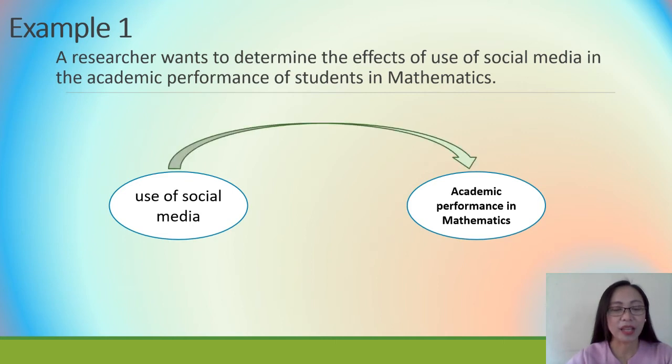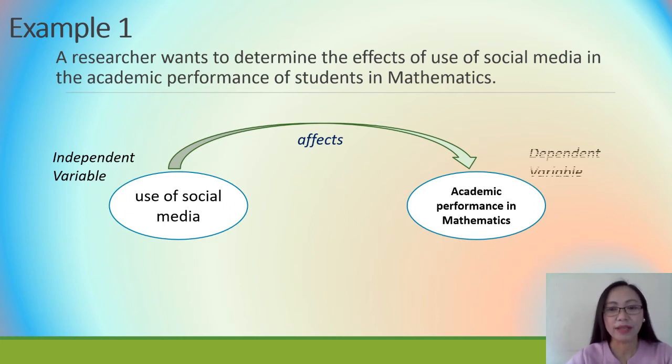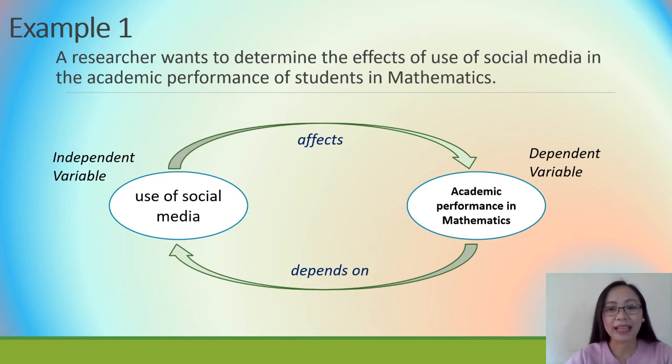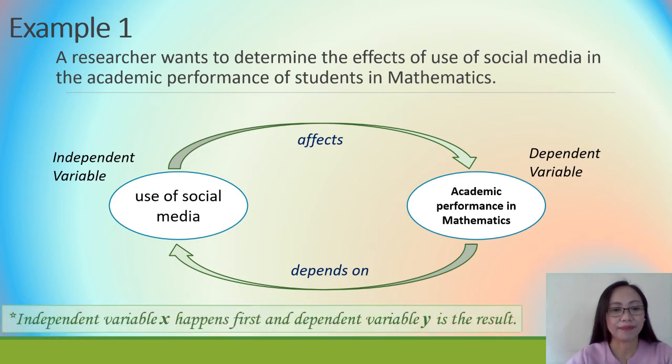So we can say that the use of social media affects the academic performance of students in mathematics. Therefore, the use of social media is the independent variable and academic performance of students in mathematics is the dependent variable. Hence, academic performance in mathematics depends on the use of social media. The independent variable X, in this case the use of social media, happens first, and the dependent variable Y, the academic performance of students in mathematics, is the result.